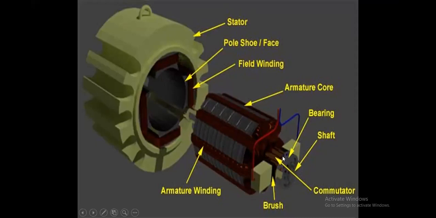Commutator: I already explained the mechanism and functionality of the commutator, which is placed here. And these are the brushes. Again I repeat that we provide a DC supply through the carbon brushes, and the armature takes that supply from the commutator, which is connected to the two supply carbon brushes.